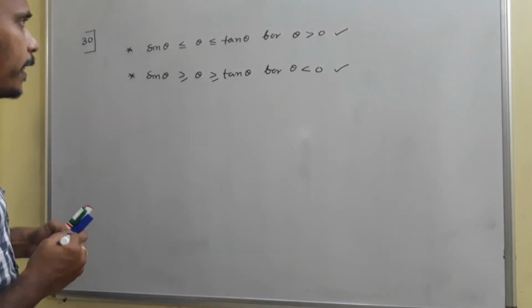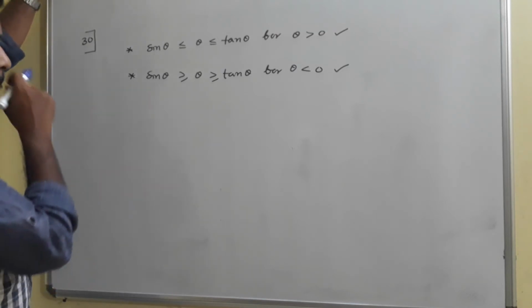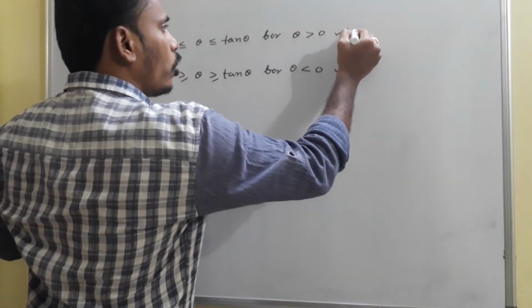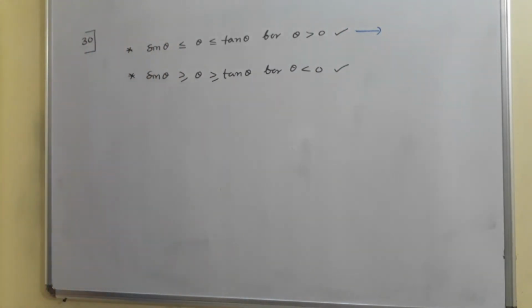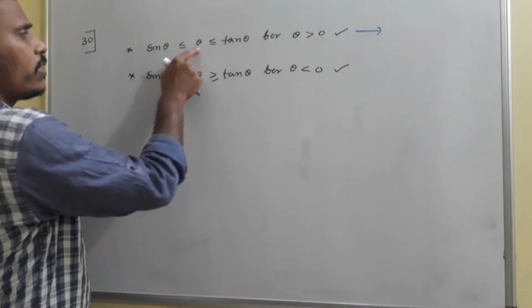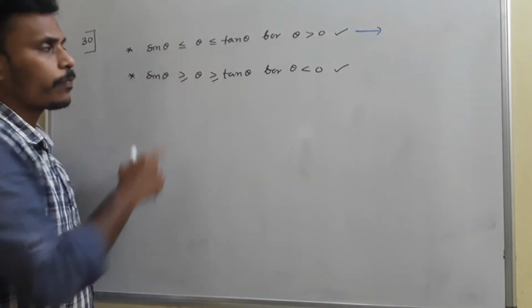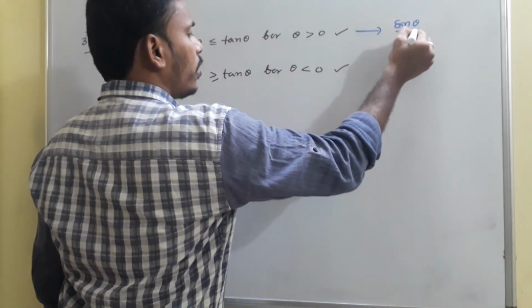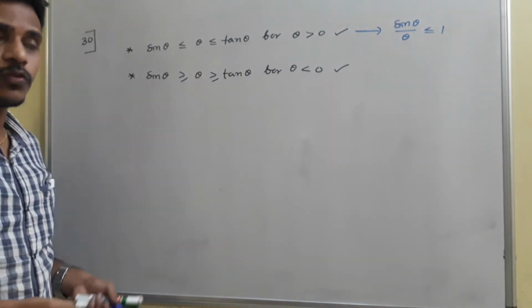Okay? Right. So, what I will say is, for theta greater than 0, in this situation what I will write is sin theta is less than or equal to theta is less than or equal to tan theta. So when you divide with theta, what will happen? Sin theta is less than or equal to theta, right? Since sin theta is less than or equal to theta, sin theta by theta is less than or equal to 1. In the same way I can write here in this situation also.